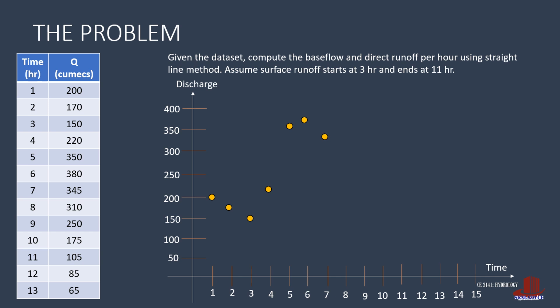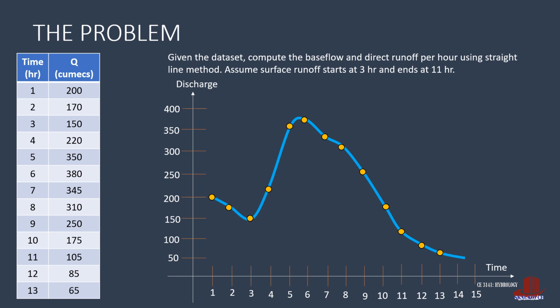The seventh hour has 345 QMEX, with 310 QMEX on the eighth hour. The ninth hour shows 250 QMEX and 175 for the 10th hour. The last 3 hours draw 105, 85, and 65 QMEX for the 11th, 12th, and 13th hours. These points are then connected to have the flashy curve.